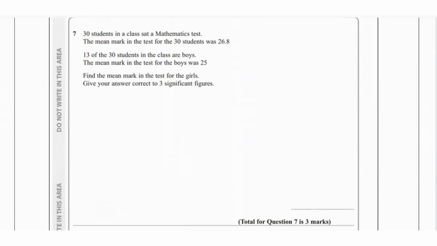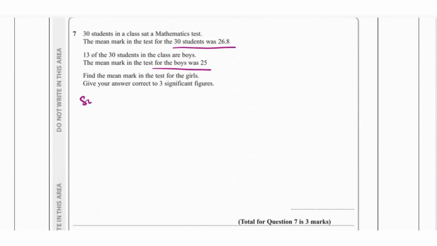Then you can get a question on the mean values. 30 students in a class sat a mathematics test. The mean mark in the test for the 30 students was 26.8. 13 out of 30 students in the class are boys, and the mean mark in the test for boys is 25. You have to find the mean mark for the girls.